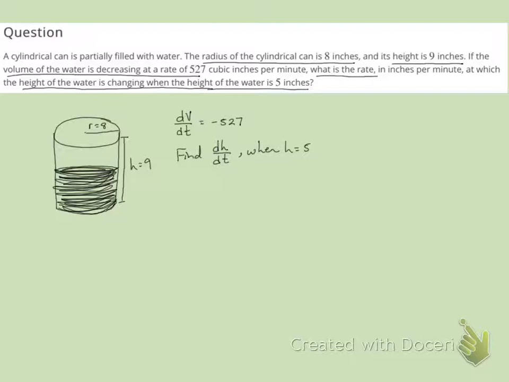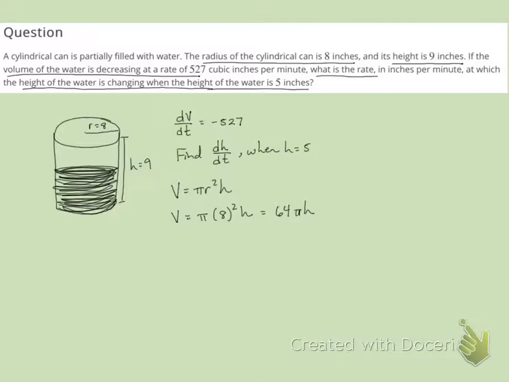So looking at the volume of a cylinder, the volume of a cylinder is the area of a circle times height. The radius of this volume of water is always going to be 8. So this volume can be rewritten as pi times 8 squared times h, or 64 pi h.